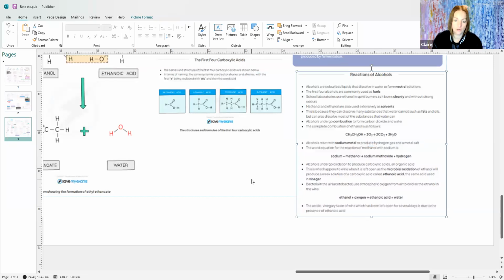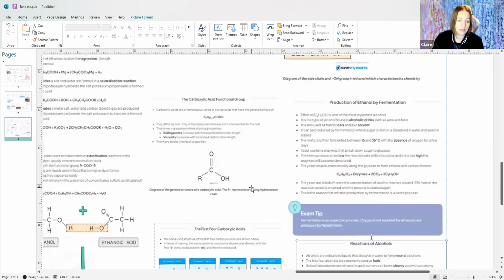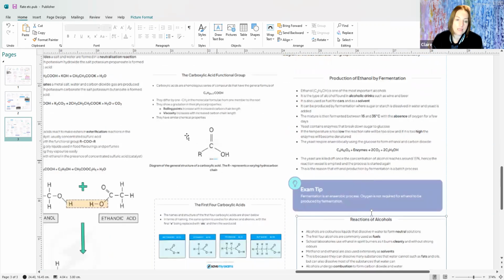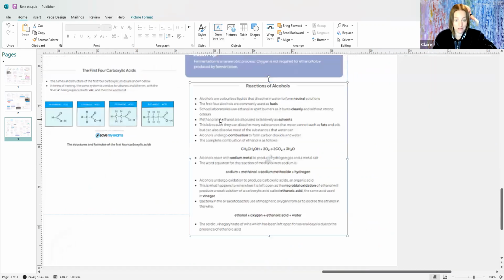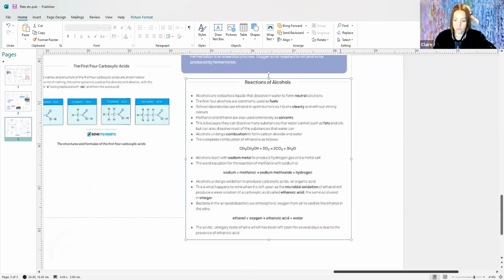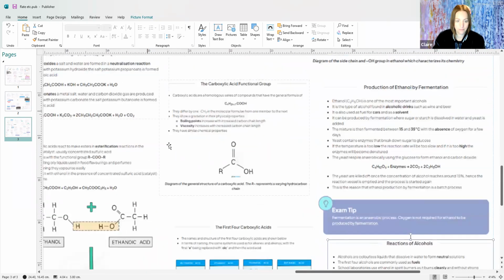Okay, so that's your reactions with alcohols. And now the next link up is the carboxylic acid functional group. Okay, so again, your functional group here is COOH. Remember that. I'm just going to zoom in a little bit more on this one. So they differ by one carbon hydrogen group. They show gradation of physical properties, viscosity increasing, same as your alkanes.